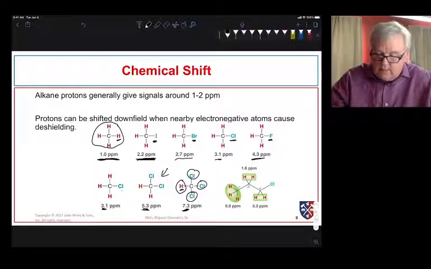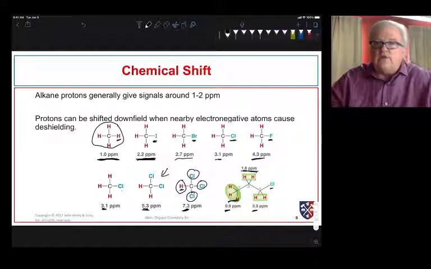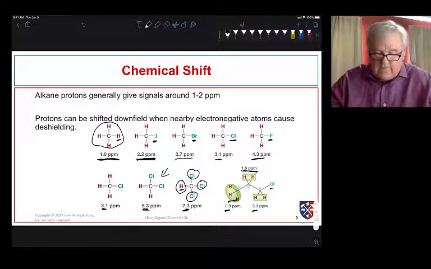And here we see when we have an electronegative group, the further away we get, the less effect it has. So the protons on the carbon attached next to it on a CH2 group, 3.3. Also a CH2 group, but it's further away. It's now two bonds away from the chlorine, 1.6 ppm. And our terminal one in this instance, 0.9 ppm. So that electronegative effect drops off as we get further and further away from it.